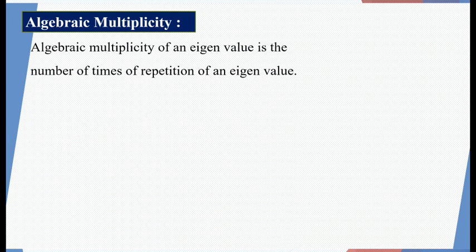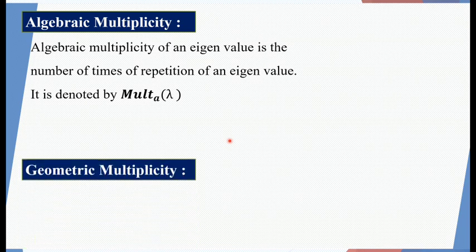For the diagonalization, first we study algebraic multiplicity. So what is algebraic multiplicity? Algebraic multiplicity of an eigenvalue is the number of times the eigenvalue is repeated. It is denoted by mult_a(lambda). Means if we have eigenvalues for a certain matrix, suppose lambda equals 1, 1, 2, then the multiplicity for lambda equals 1 is 2, because it is repeated 2 times, and the multiplicity for lambda equals 2 is 1, because it is repeated only 1 time.